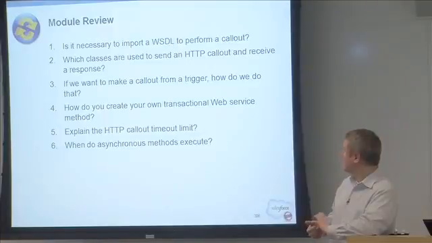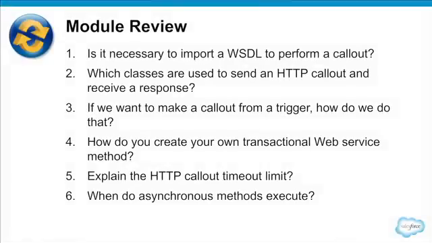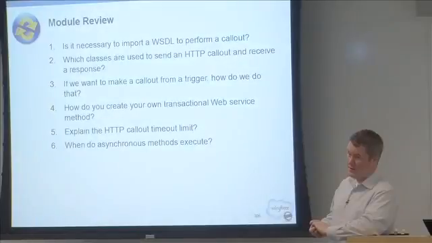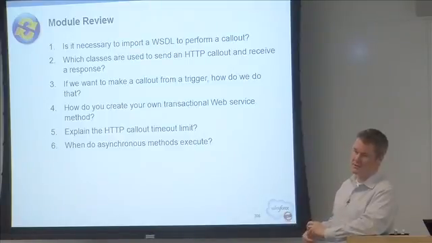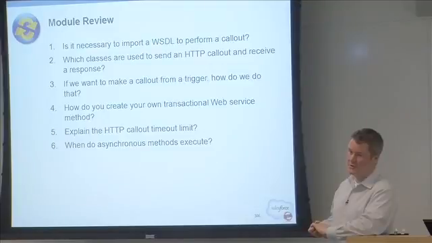Very good. If we want to make a callout from a trigger, how do we do that? What must we do? Set callout equals true on what? Yeah, exactly. So we must execute it asynchronously, and our future method must be marked with callout equals true.